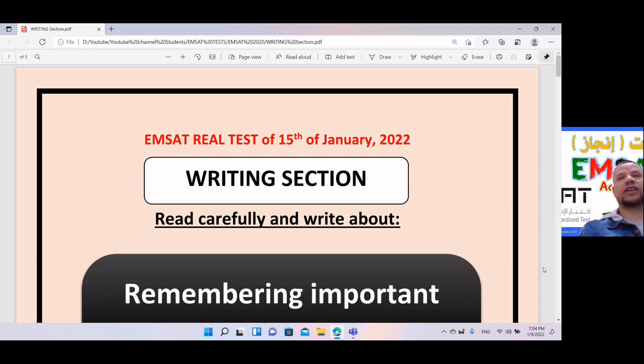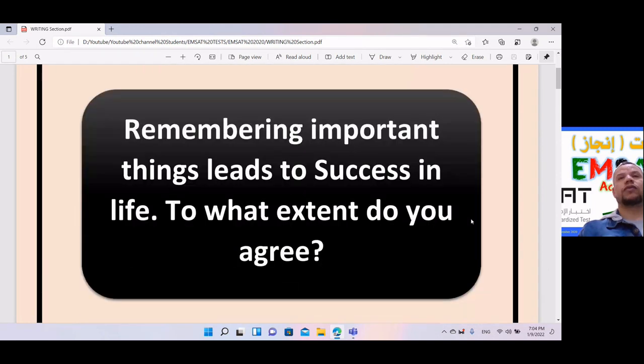Now in front of you, the writing section: read carefully and write about. The question is: remembering important things leads to success in life. To what extent do you agree? So I ask about your opinion here. Give yourself 5 minutes and write in 30 minutes. You can write what you want if you understand and practice from today what to do. I will give you now the techniques.